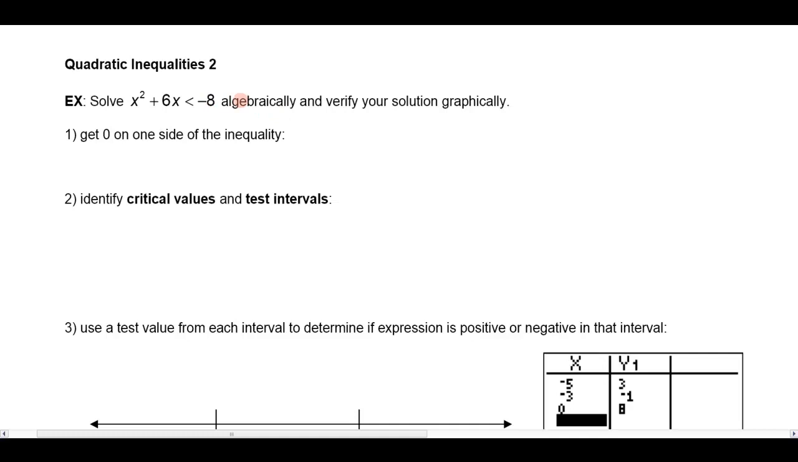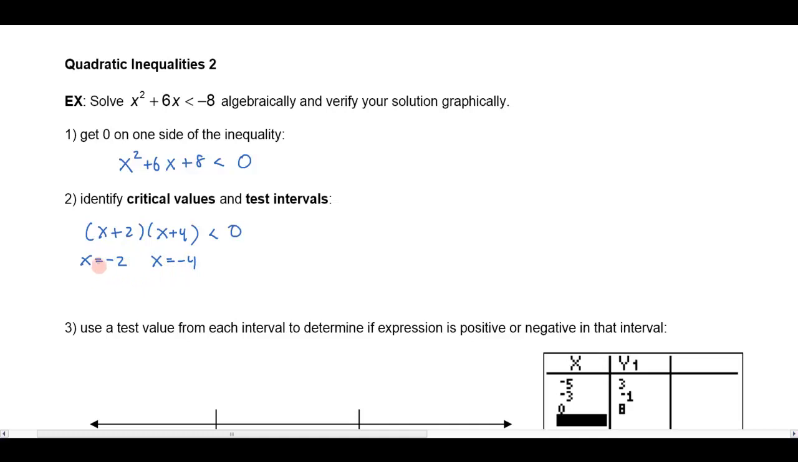So this is another example. To solve any quadratic inequality algebraically, what you want to do first is get 0 on one side. So I've got x squared plus 6x plus 8 is less than 0. Just like if we were solving a quadratic equation, you'd want to get 0 on one side. From there I'm going to go ahead and factor that, and it does factor as x plus 2 times x plus 4. If I set each of those factors equal to 0, I get x equals -2 and x equals -4.